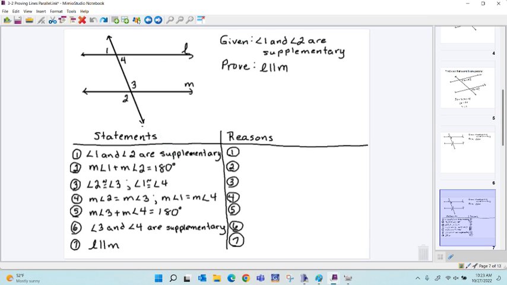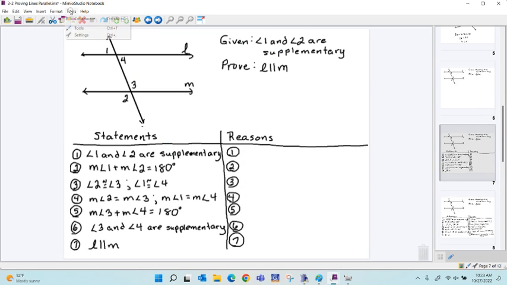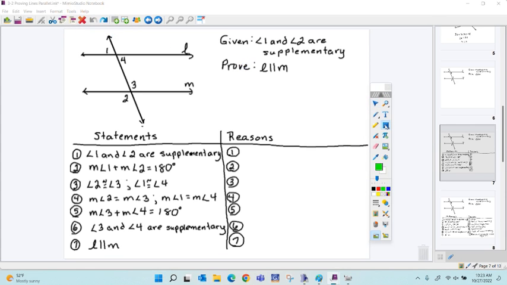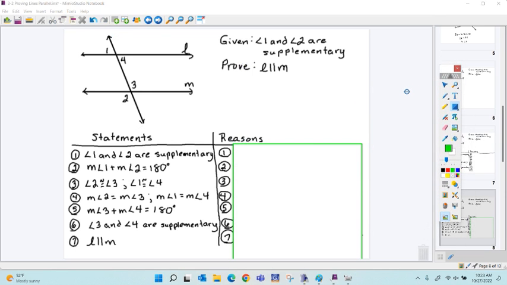Actually, I'm going to cover up the next one. My reasons. Don't wait, I don't want you to see that yet. There we go. Because I don't want you to just see all of them all at once. That doesn't help you. Here we go. So what we want to do is go through the reasons that go with those statements. Now, what this is, it's a logical path that goes from my given information that ends with what we're trying to prove.